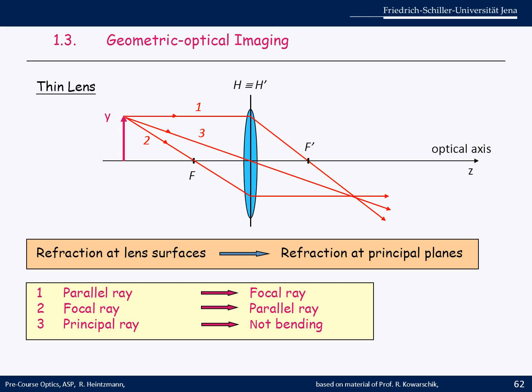So please remember, there's three really important rays. The parallel ray to the optical axis goes through the focal point, the focal ray becomes a parallel ray, and what is called the principal ray right through the middle of the lens stays like it is and just continues. So these are the rules for thin lenses. We will see a little bit later how to expand this set of rules to thick lenses. Here is the image being formed now.